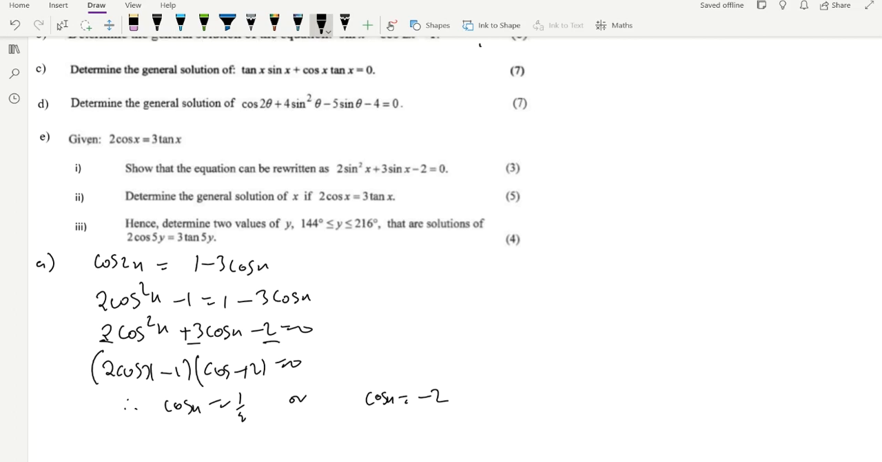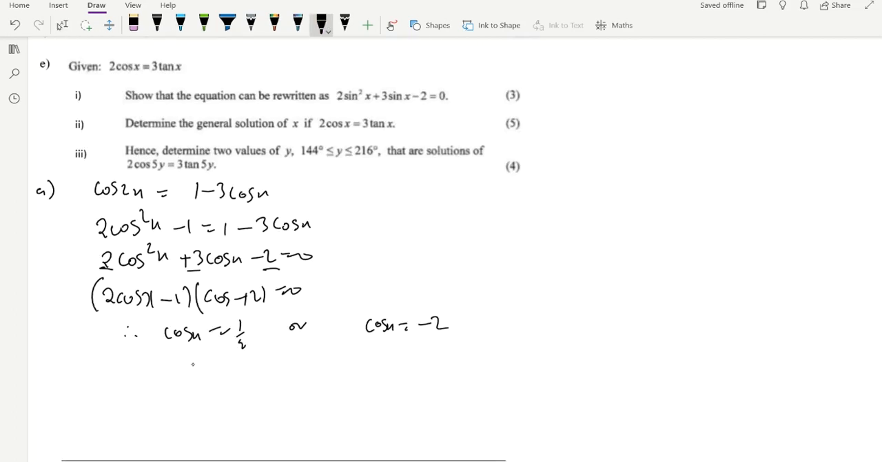Okay, what does that tell us? Please, let us look for the reference angle, and then we say shift cos of 1 over 2.